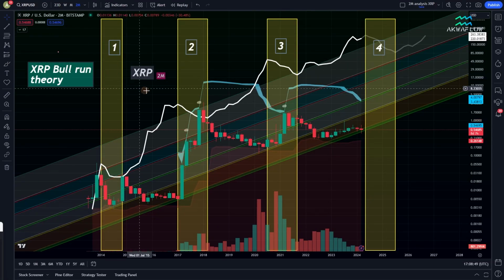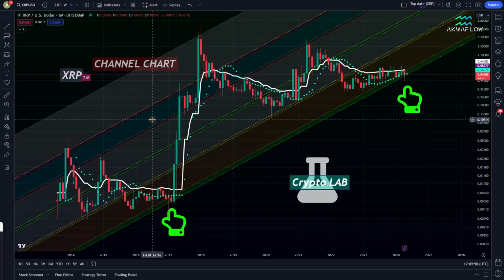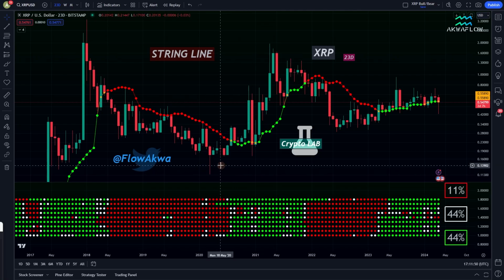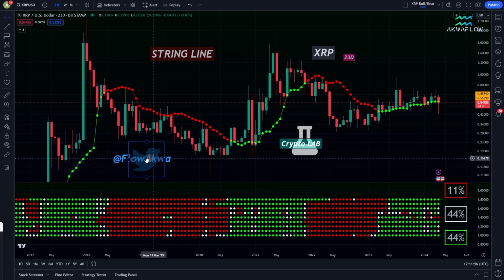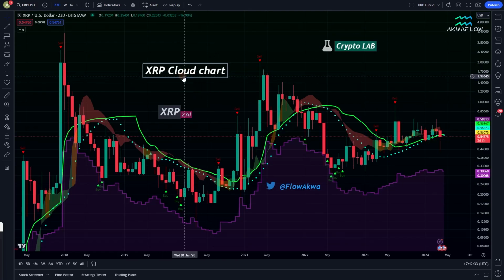So, the last time I made a video, we talked about this XRP bull run theory. So today I will share an update on this chart. Then I'm going to tell you everything you need to know about this channel chart. Like in all my XRP videos, you will know everything you need to know about the XRP bull bear index. And the last chart of the day will be the cloud chart.